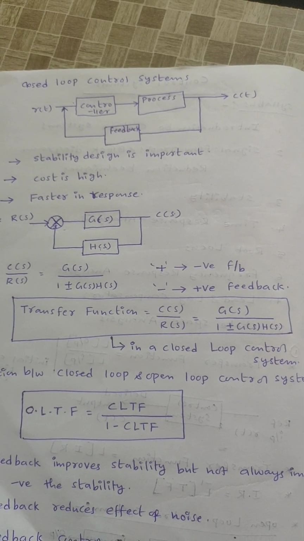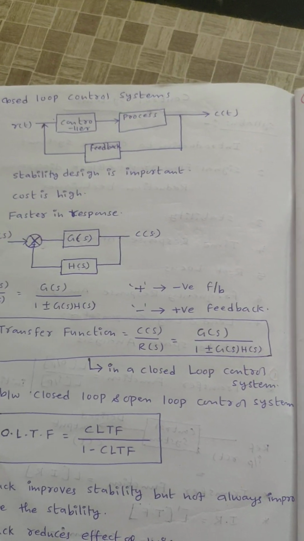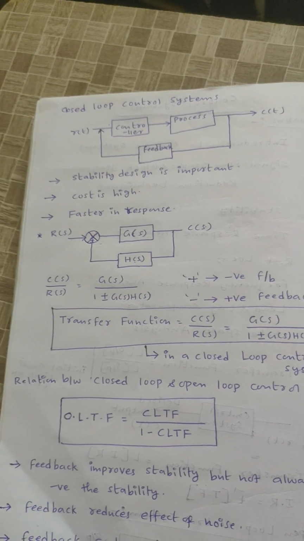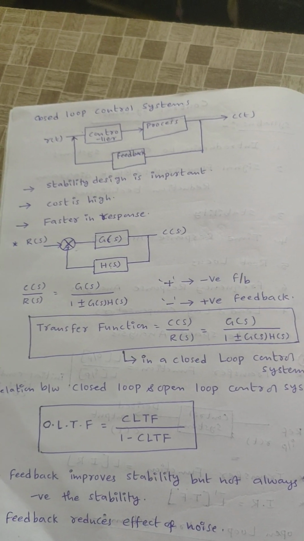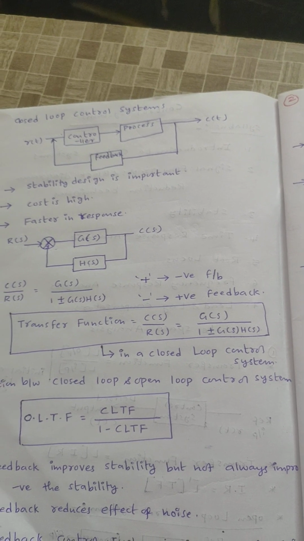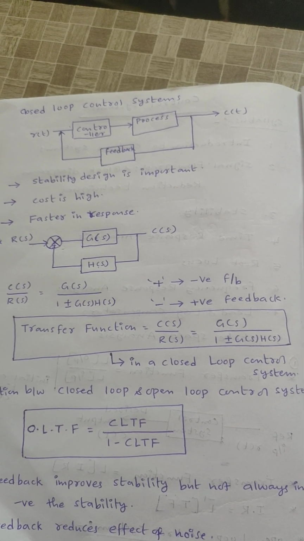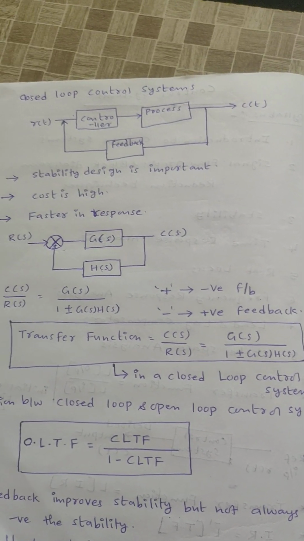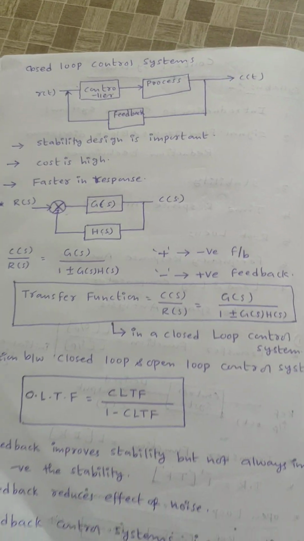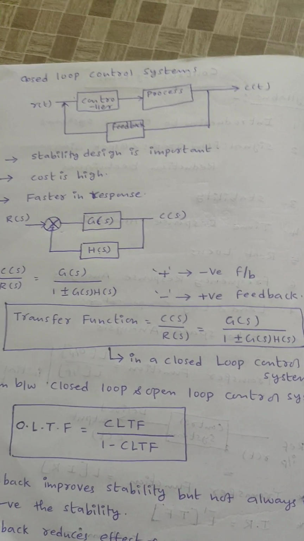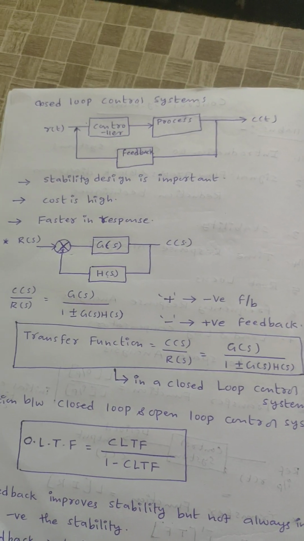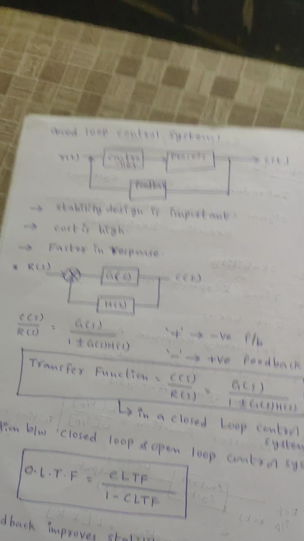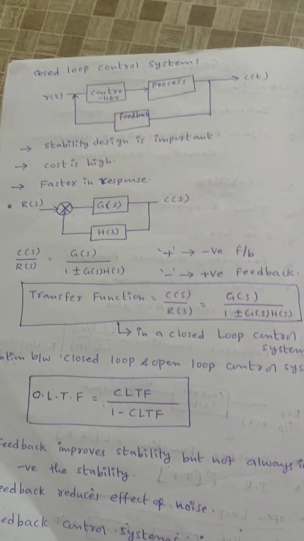Whereas in case of open loop transfer function, C of S by R of S equals only G of S. Why? Because there is no feedback path present. Now the relation between closed loop transfer function and open loop transfer function is: open loop transfer function equals closed loop transfer function divided by 1 minus closed loop transfer function. Sometimes the closed loop transfer function may be given directly, then we can easily calculate the open loop transfer function.